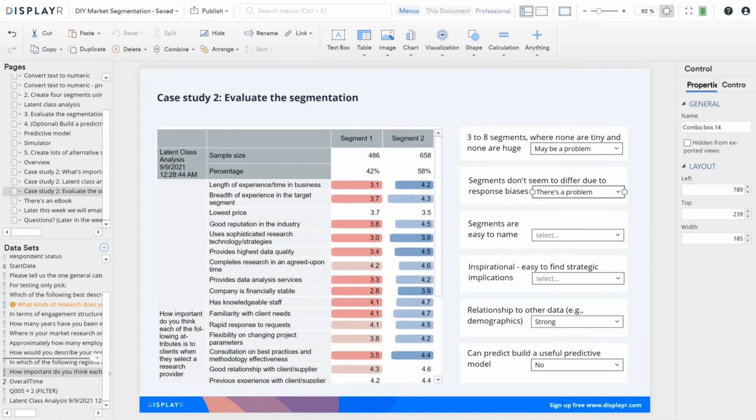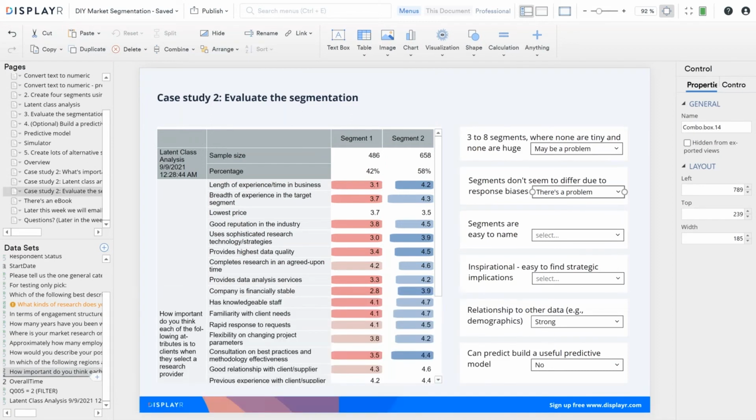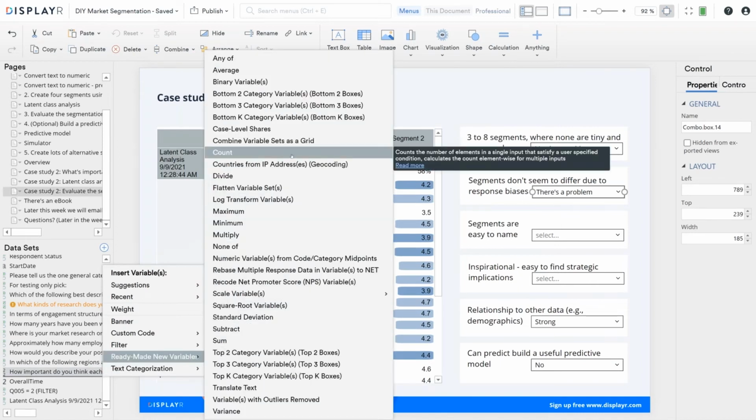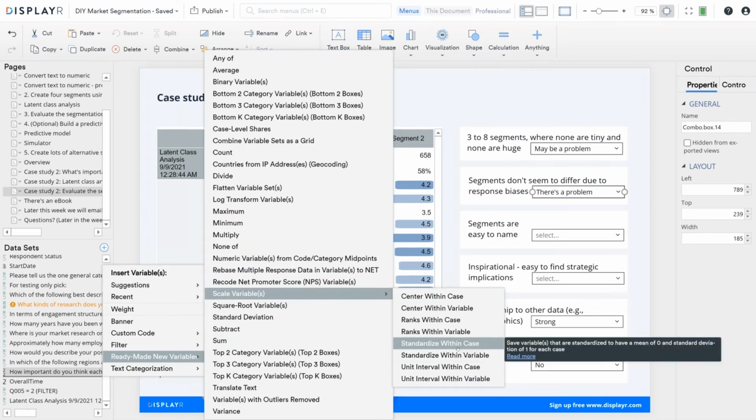It's quite straightforward. You take the variables, and you can do this in Q as well. We're just going to go into the ready-made formulas, and we are going to scale them so that they're standardized within case. And what that means is for each person, we're going to modify their data so it's got an average of 0 and a standard deviation of 1, which will make them comparable.